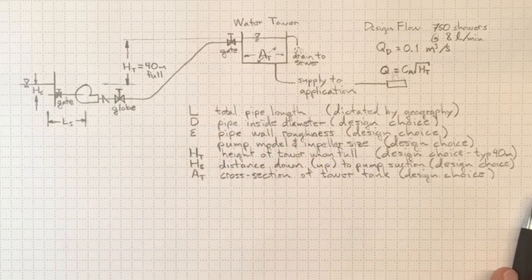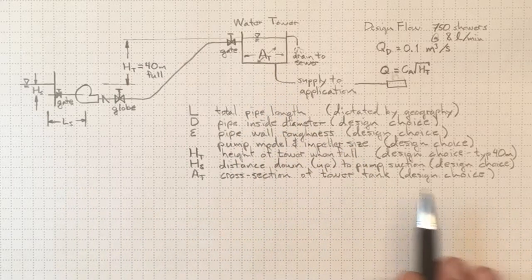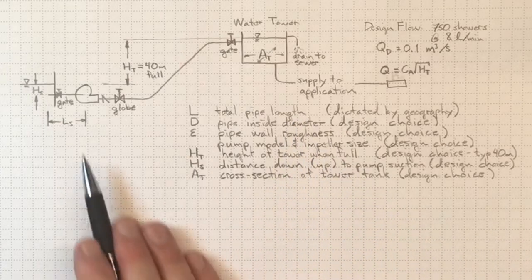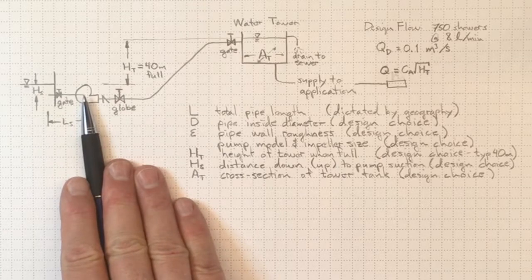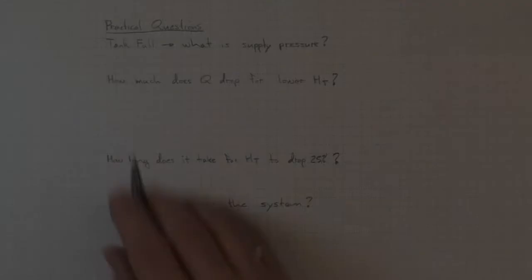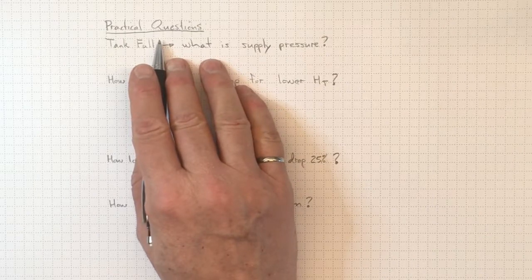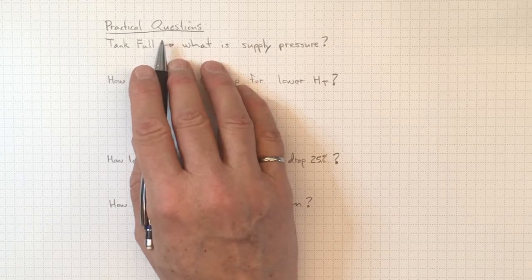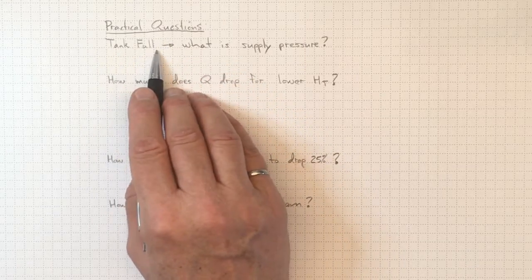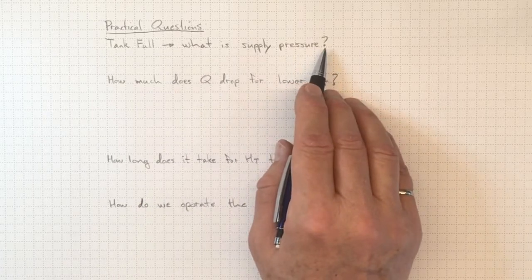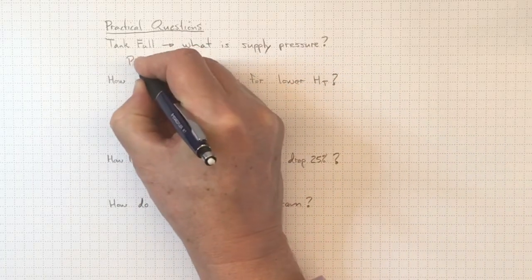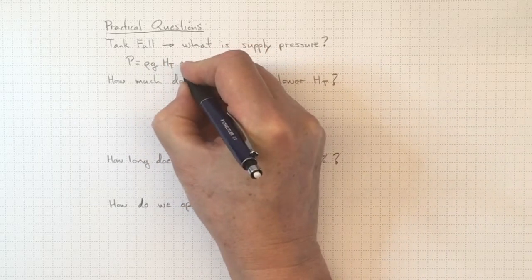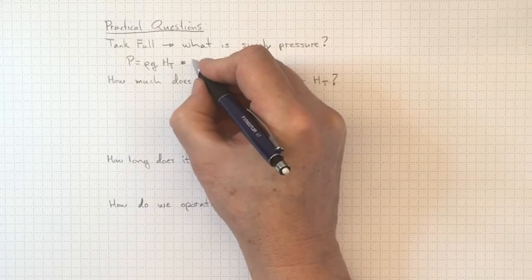So there's our system design. And we're going to try to play with these numbers and see how it affects our choices about whether or not we use this pump and how well it's going to function. Let's look at some practical questions now that we've got our domestic water supply tank system as an example. So if the tank is full and it's 40 meters above grade, what is the supply pressure? Well, P will be equal to rho g times the height of the tank, as long as we're not losing a significant amount of friction.